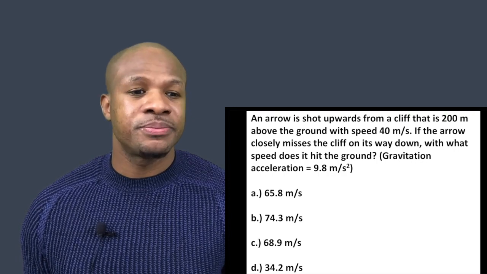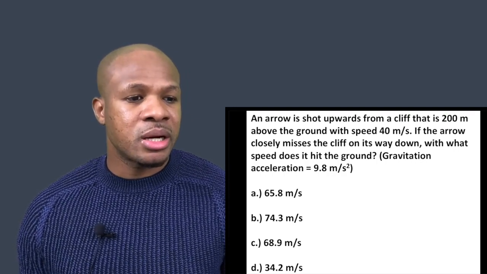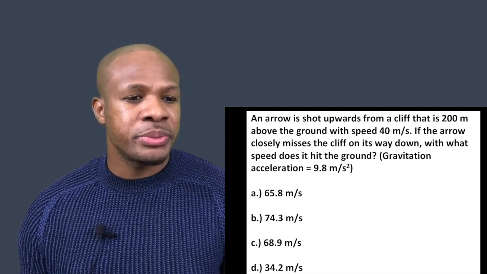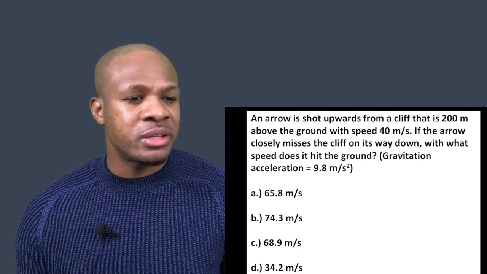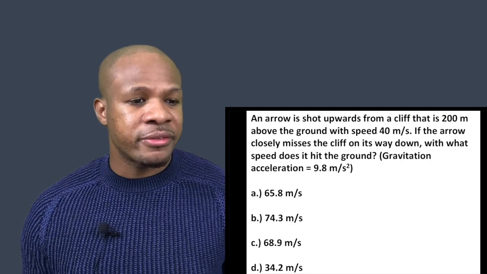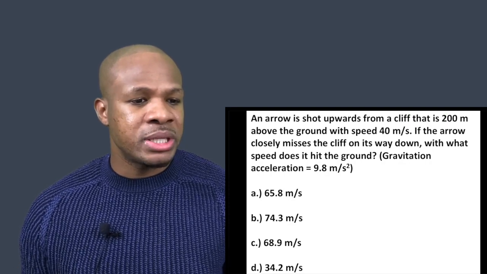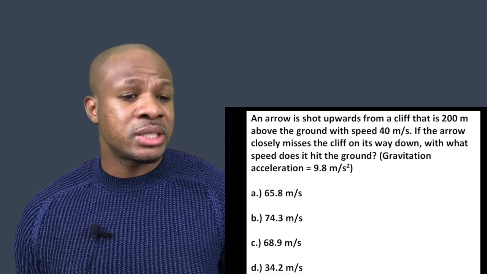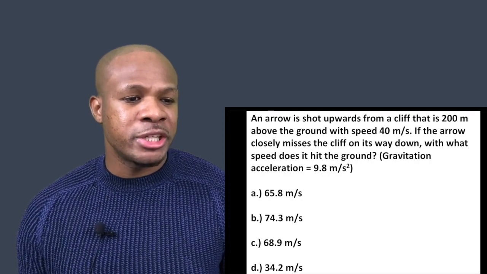Second problem says, an arrow is shot upwards from a cliff that is 200 meters above the ground with speed 40 meters per second. If the arrow closely misses the cliff on its way down, with what speed does it hit the ground? Gravitational acceleration equals 9.8 meters per second squared.